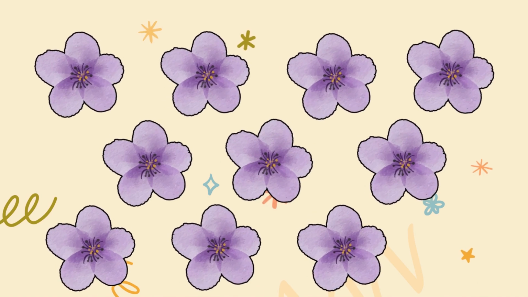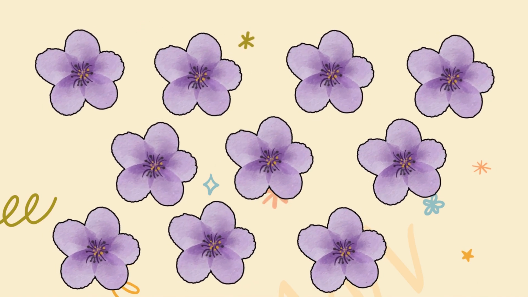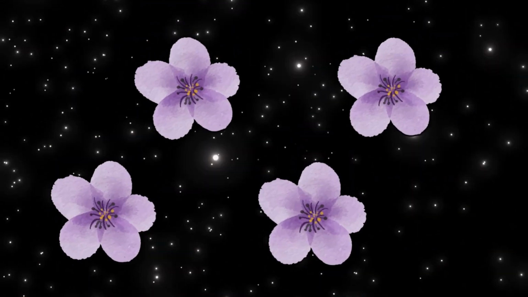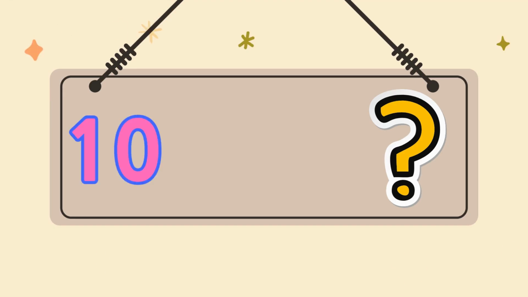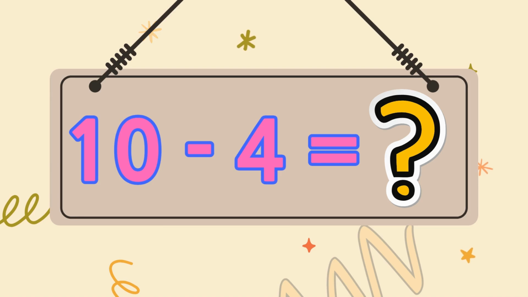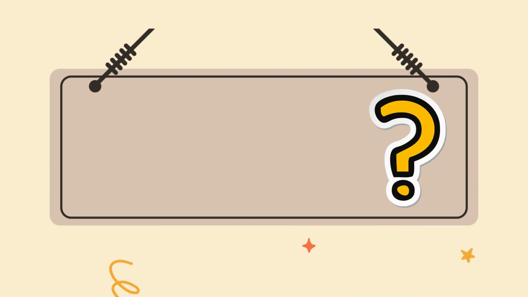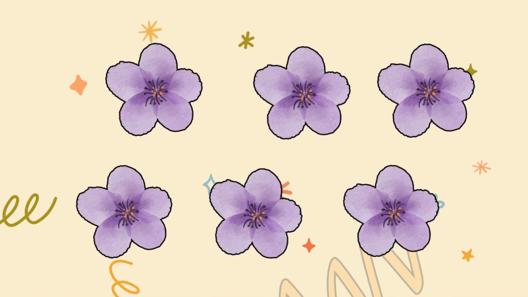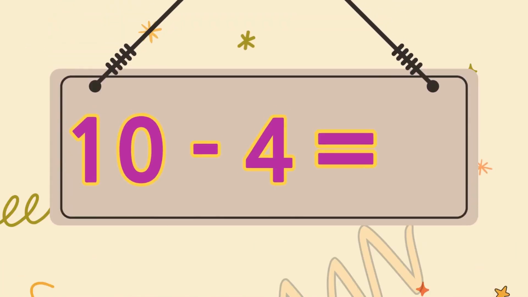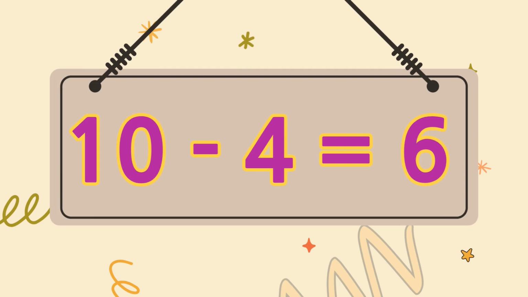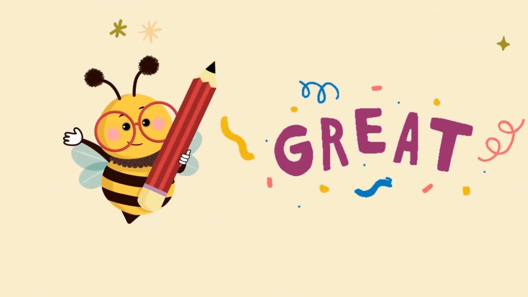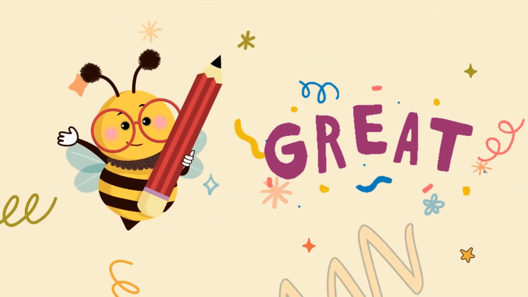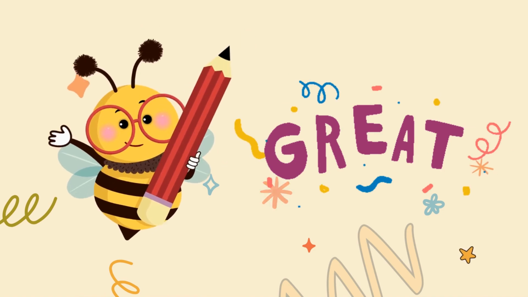10 violets were shining brightly. 4 of them teleported into space. How many violets are left? The answer is 6 violets. So 10 minus 4 is 6. Correct. Today's math game was a big success.